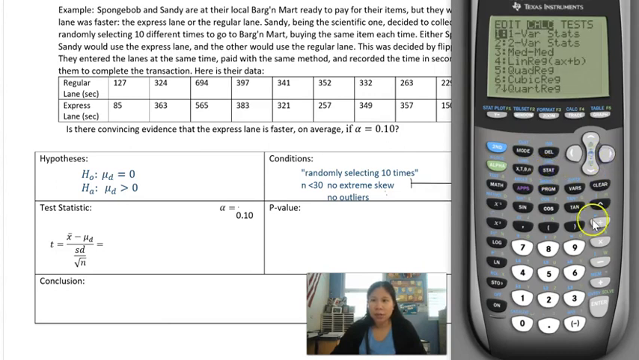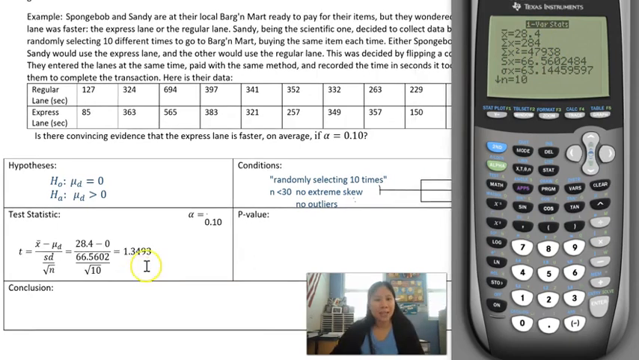So stat, go over to calc, number 1. We want it in L3. Calculate. So our mean is going to be 28.4, standard deviation of 66.5602 if we do 4 decimal places. So here we go. I end up with a test statistic of 1.3493. So now we're using that to find our p-value, same steps as before.